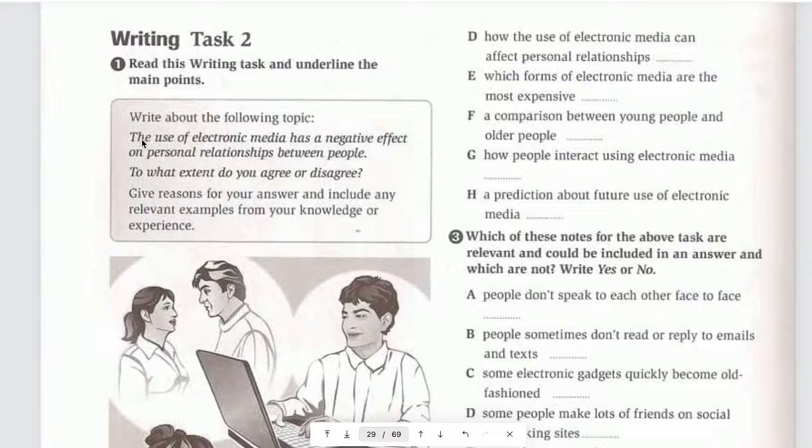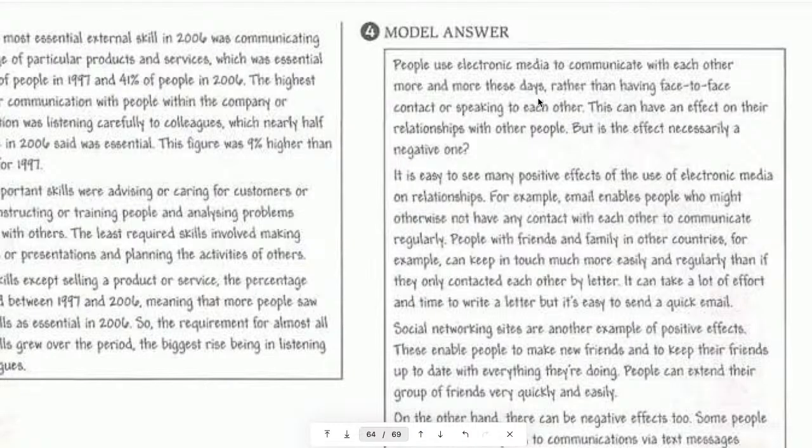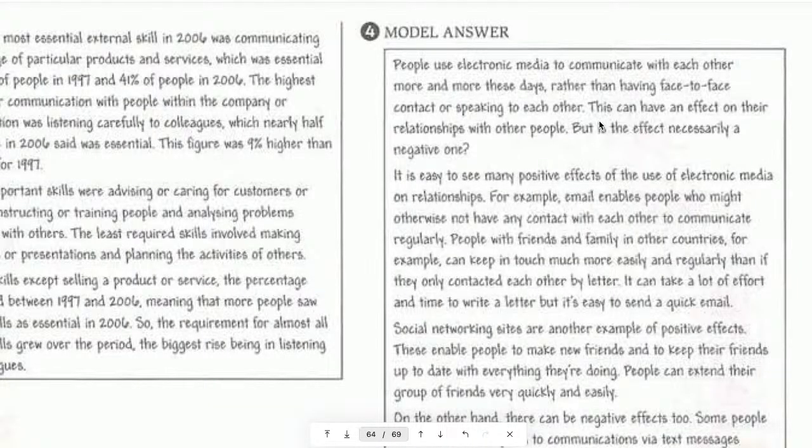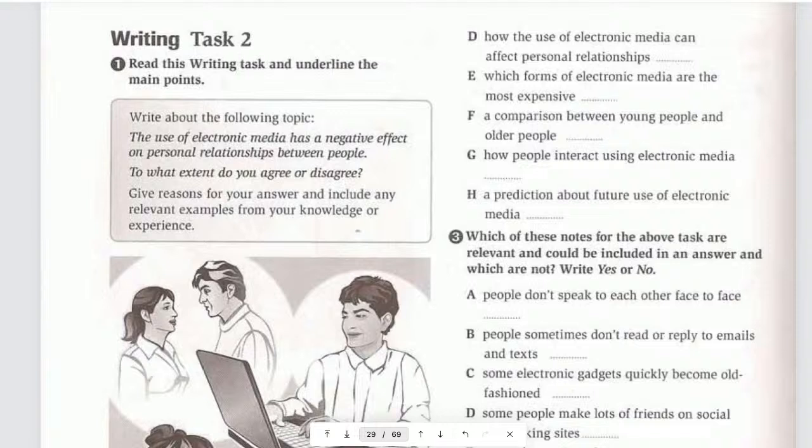So the topic is this: the use of electronic media has a negative effect on personal relationships between people. So what you have to do in the introduction is paraphrase this. I mean, you write almost the same idea again, but using your own words. And here is what this writer does. So all of the idea of the main statement is right there. Okay, so that's the first thing you have to do. Now the next one, they ask, to what extent do you agree or disagree?